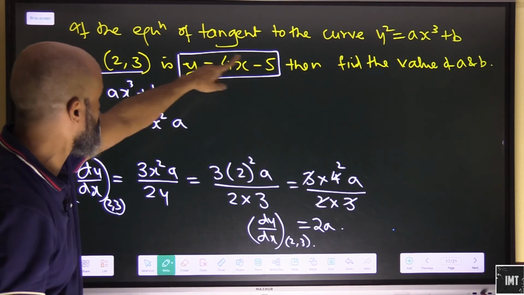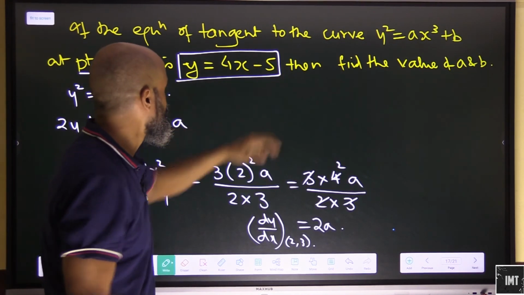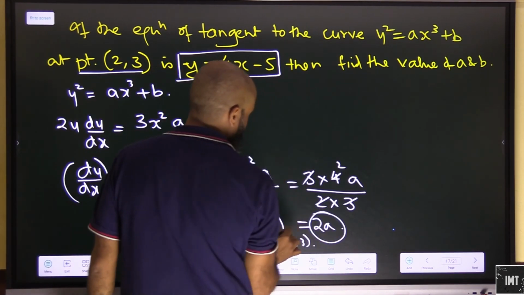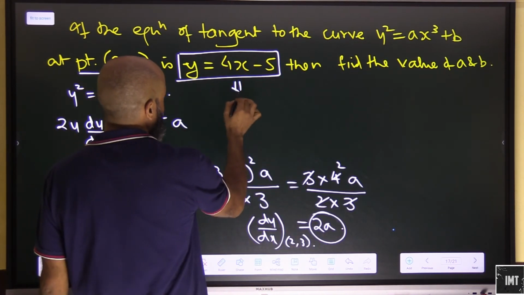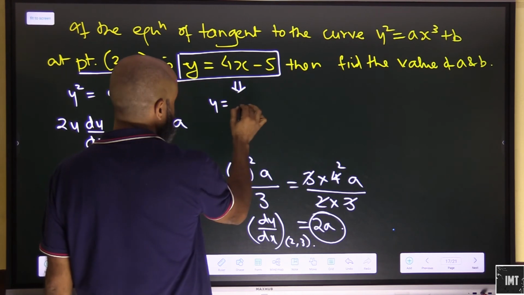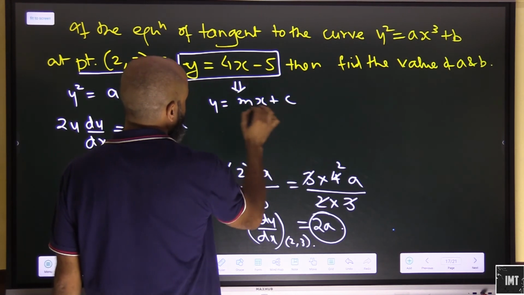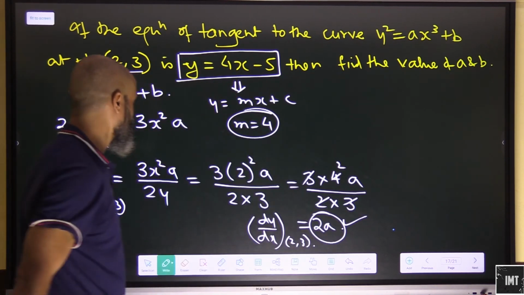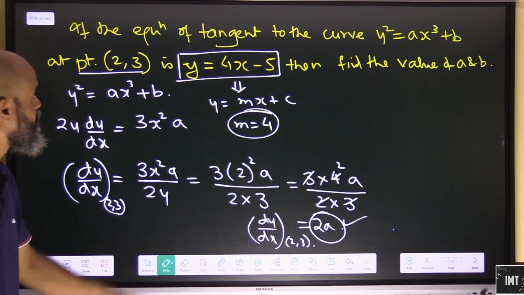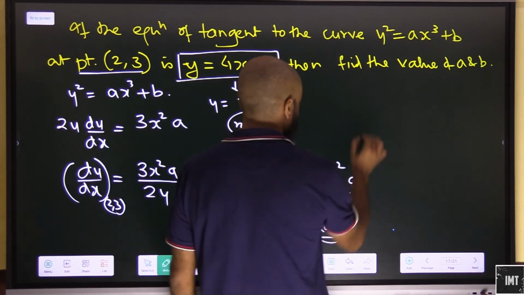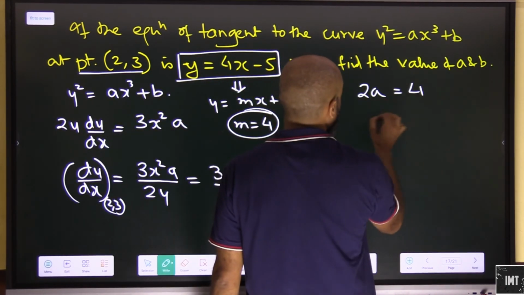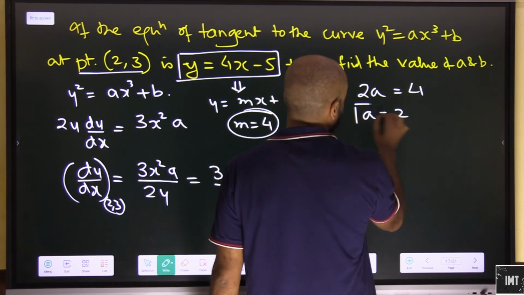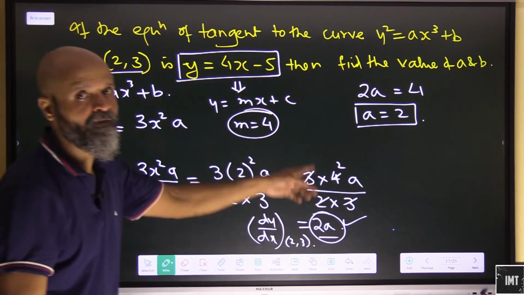If the equation of the tangent to the curve at point 2, 3 is this, so obviously that is the equation. So here if we say y is equal to mx plus c, so here m is having a value of 4 and we have already calculated the value of m at 2, 3 of the tangent. So this slope will be equal to 4, which makes a to have a value of 2. A will have a value of 2.